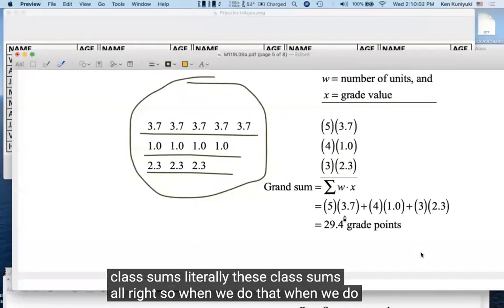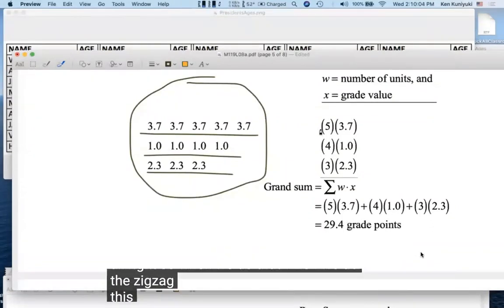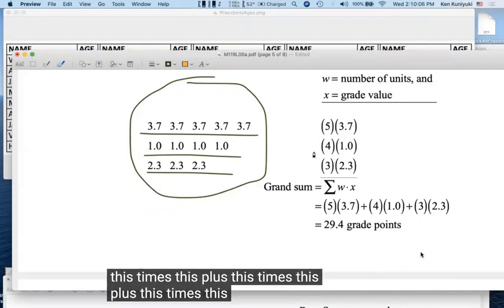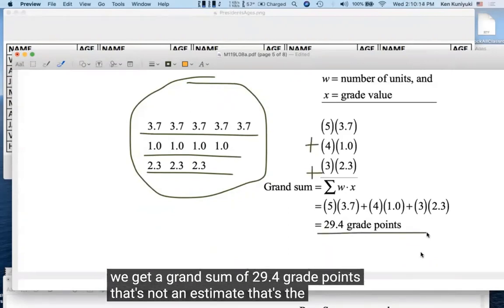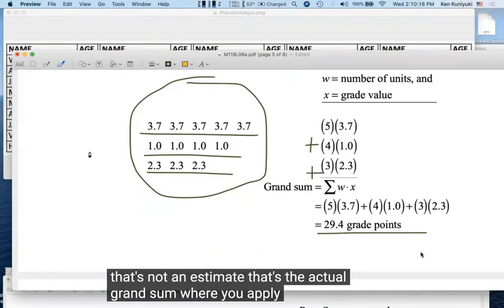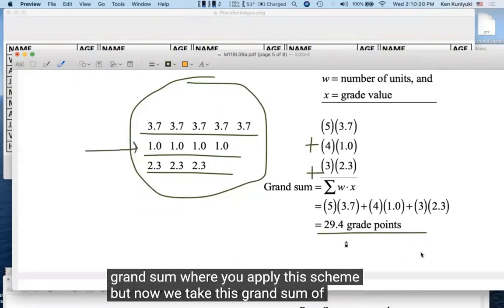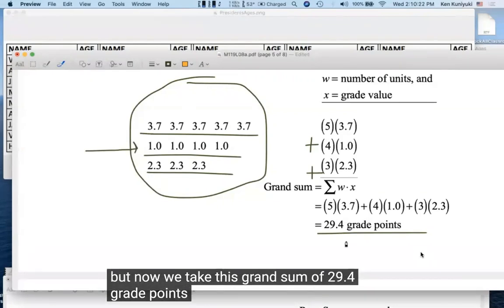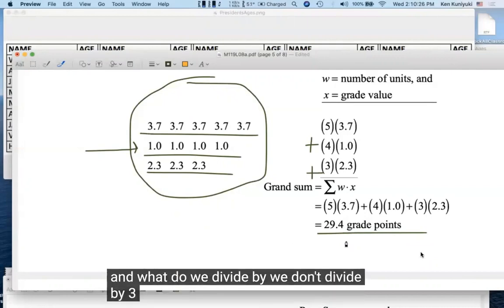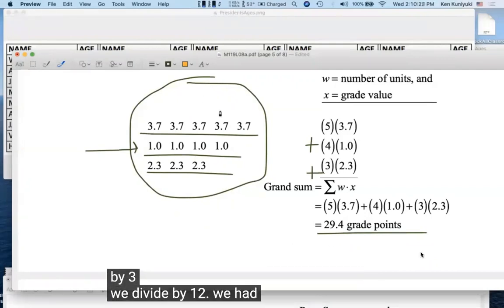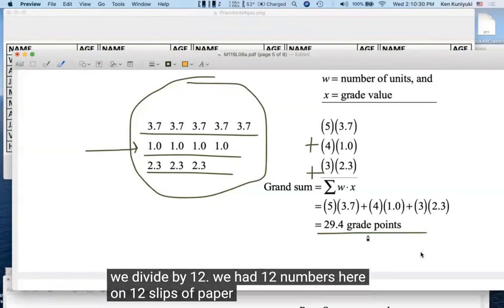So when we do the zigzag, this times this, plus this times this, plus this times this, we get a grand sum of 29.4 grade points. That's not an estimate. That's the actual grand sum where you apply this scheme. But now we take this grand sum of 29.4 grade points, and what do we divide by? We don't divide by 3, we divide by 12. We had 12 numbers here on 12 slips of paper.